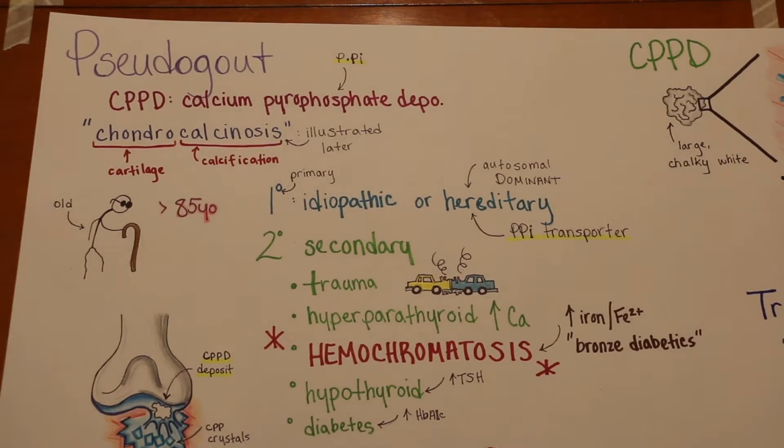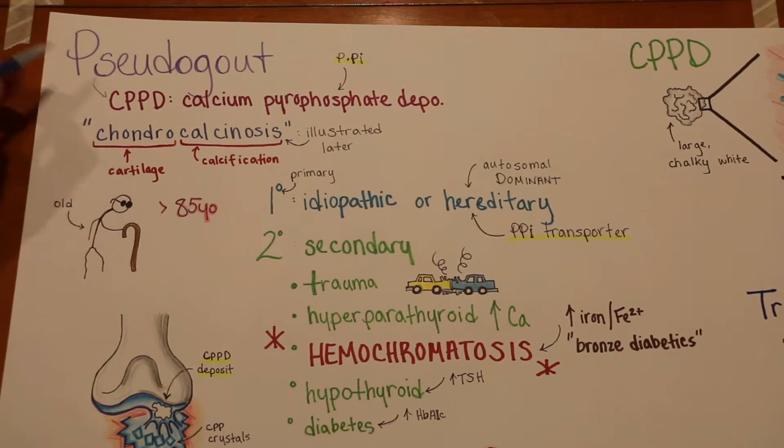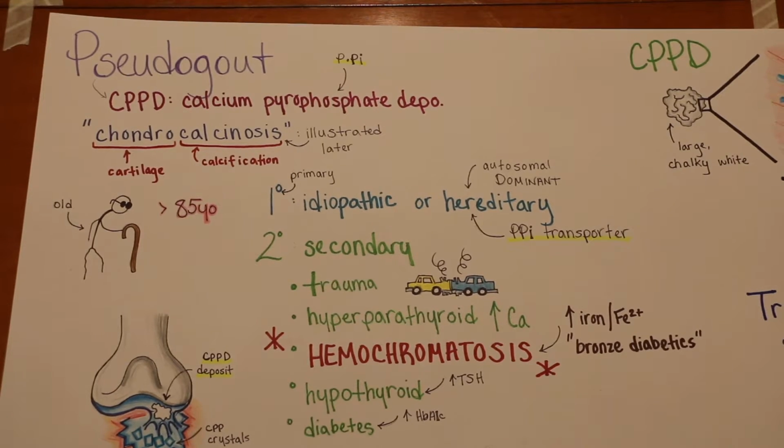So once you understand gout and have it down cold, the last pathology you need to understand is fairly easy. It is pseudogout. Pseudogout, or CPPD disease, calcium pyrophosphate deposition disease, is similar in the process of crystals precipitating out in the synovial fluid and causing an inflammatory response. This is all the same as gout.